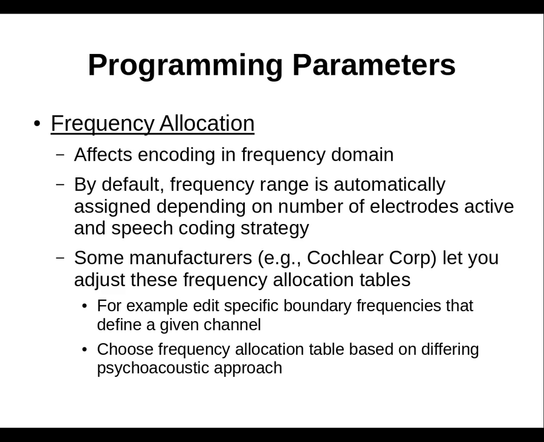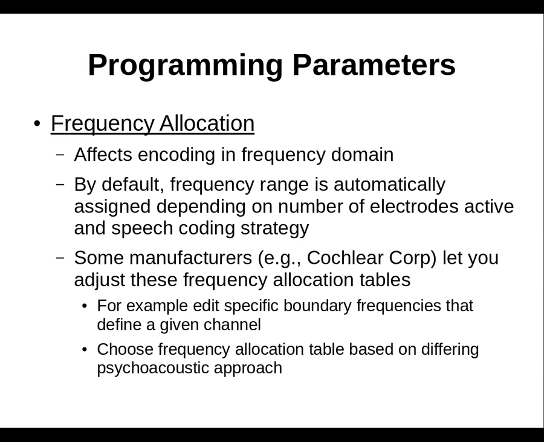By default with any of these cochlear implants, the frequency range is going to be automatically assigned depending on how many electrodes are active and the speech coding strategy. Ideally you might want all of your electrodes to be active, but that doesn't always happen for a variety of reasons. So incomplete insertion into the cochlea, maybe you've got ossification of the cochlea, post-meningitis, and some of those deeper inserted electrodes aren't going to have a low enough impedance in order for them to work. Some of the cochlear implant manufacturers will let you adjust these frequency allocation tables.